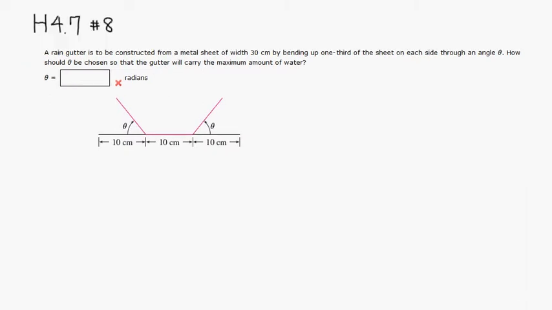In order to have a maximum capacity, we just have to make sure that it has the maximum cross-sectional area. So we just need to maximize this area right here. Let's call that A. In order to find the area, the area formula for a trapezoid is 1/2 times the top base plus the bottom base, times height h.